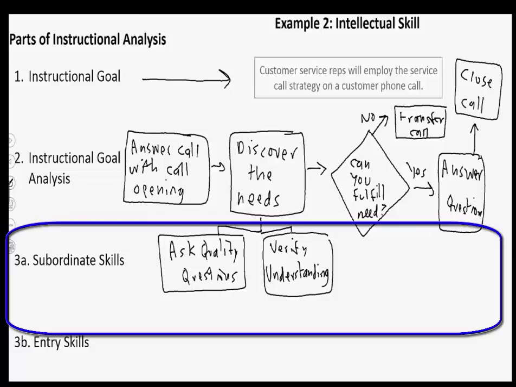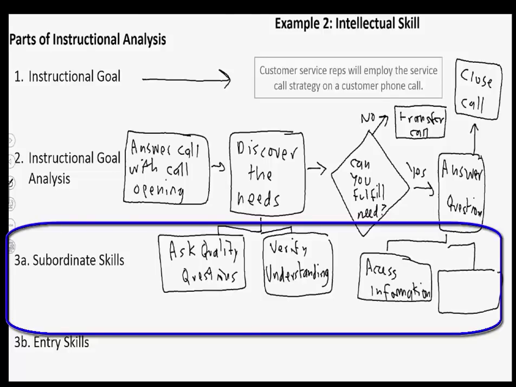Let's see, what else could we look at here? Answering the question. That might have a few different subordinate skills. One of them might be accessing the information. Another might be use the correct script. Maybe there's some kind of script that you use when you answer certain types of questions, and that's part of the call strategy that we talked about above. So you start to break it down into these different subordinate skills.